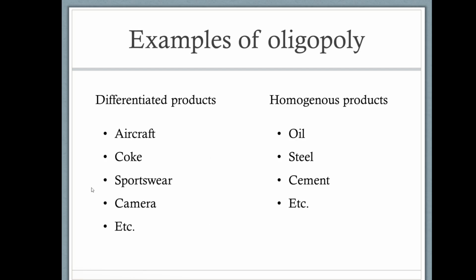Even sportswear or cameras, talking about Canon, Nikon, Sony, and one or two others. But when we are talking about homogeneous products, usually we are talking about oil. Think about the Arab countries, OPEC. Oil, cement, steel. In so many countries, they are controlled by only a few firms. Even in Hong Kong, when you talk about cement, there are not so many companies producing cement. These are some examples of homogeneous products which are in oligopoly.